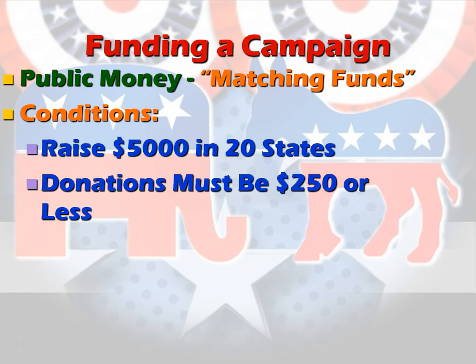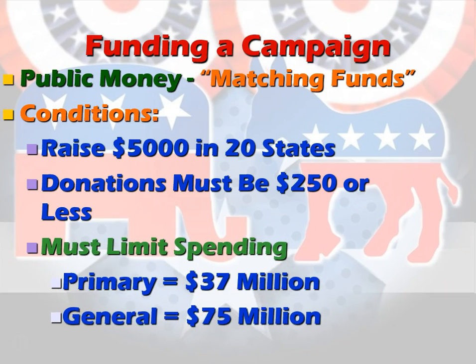If you want matching funds, you have to have a lot of people making small donations. And if you qualify, in a primary election, you can get up to $37 million in matching funds, and in the general election, you can get up to $75 million. So if you raise $75 million, the government will give you an extra $75 million to spend on your campaign.